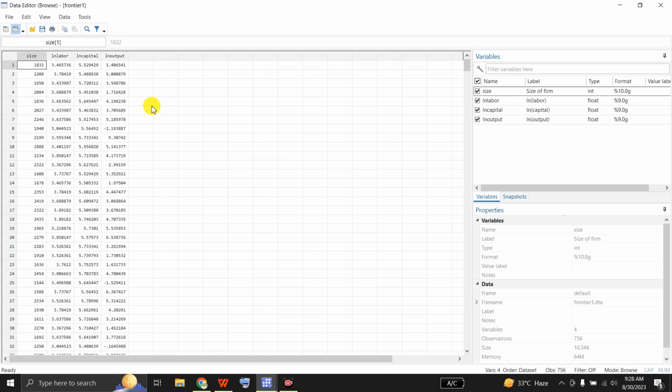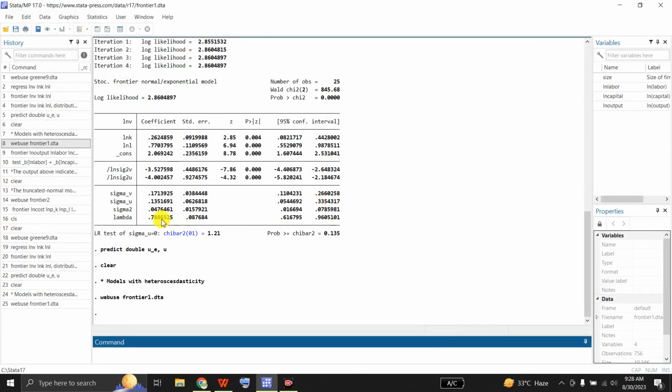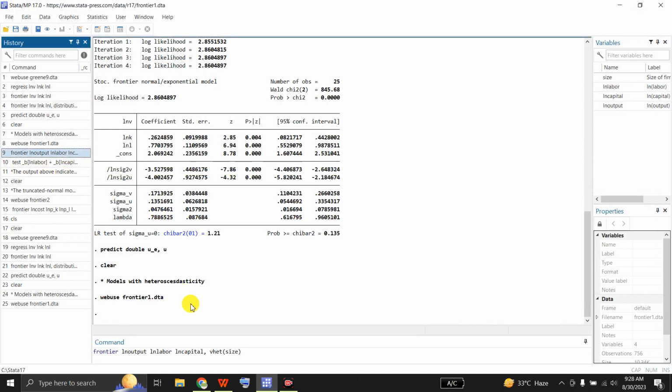And we assume that the variance of the residuals depends upon the size of the firm. So in this file we have the size of the firm. This is the log transformed labor, log transformed capital, and log transformed output. So let me close this, and I would like to estimate the stochastic frontier production model, where the residual or the inefficiency depends upon the size of the firm.